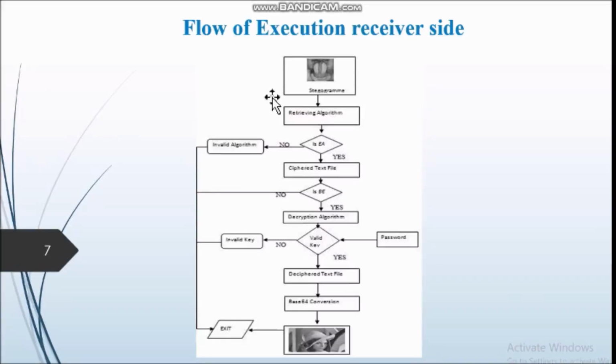Flow of execution on the receiver side. The next figure shows a flowchart with the decryption part of the project. To read the hidden message, that is the secret message, the stego image has to be decrypted. So the stego image is used as input to the retrieving algorithm. If the retrieving algorithm is not the same as the embedding algorithm, there is no way that the correct output can be obtained. The correct output from the retrieving algorithm, the ciphertext, is used as input to the decryption algorithm.